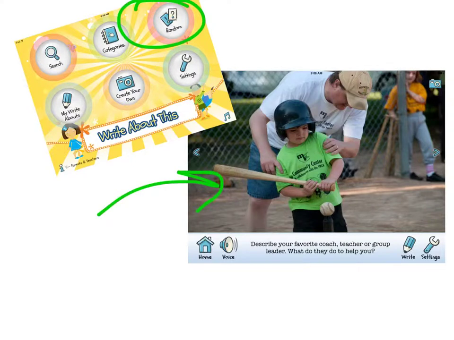This is an example of what a random generated prompt looks like. It gives you a picture and the text of the prompt. But there's a nice feature on this. Right here is the voice icon. By tapping on this, you're able to listen to the prompt as it's read aloud. But in order to get to where we want to go, we need to tap on the pencil icon.